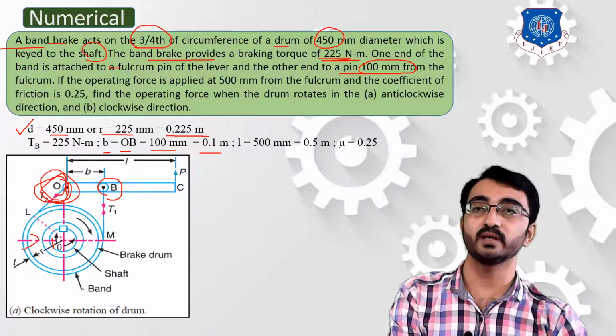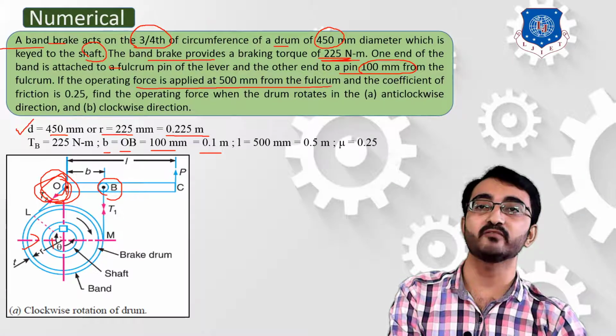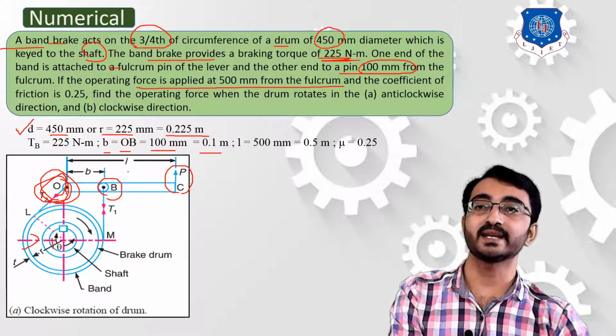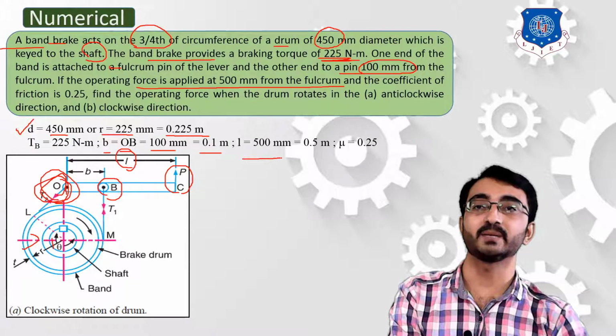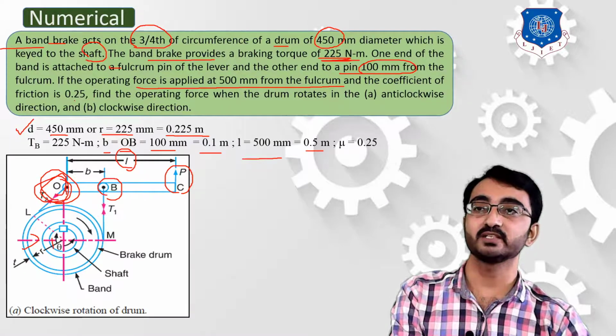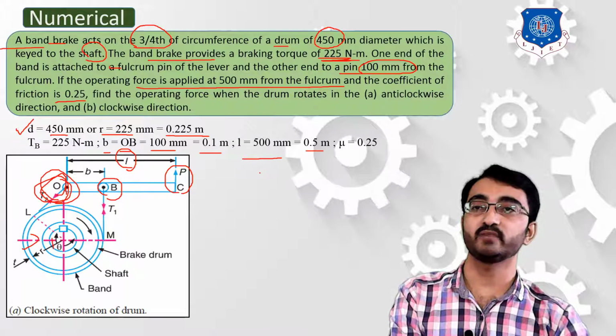So you have obtained the distance b, that is OB, equal to 100 mm, which is 0.1 meter. Now the second data: the operating force is applied at 500 mm from the fulcrum. So your external force is applied at a distance L, and this distance L is given as 500 mm, so we can consider it as 0.5 meter. Now the coefficient of friction is given as 0.25, so the next data is mu equal to 0.25.